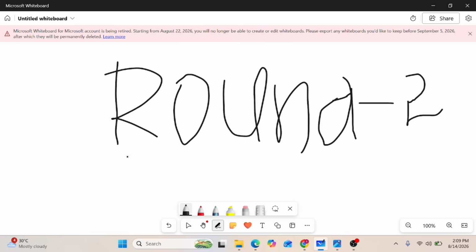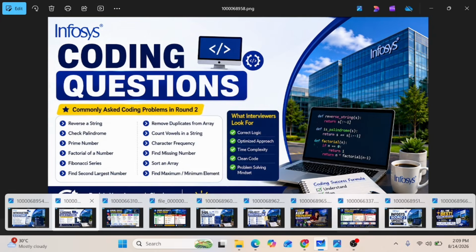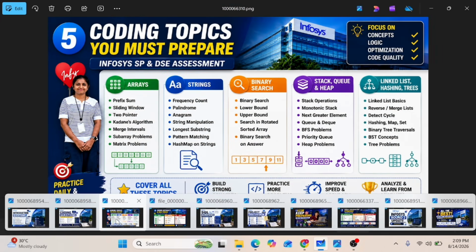Practice at least 5 to 20 important queries. And project: prepare your project in depth. Resume: know every line of your resume. Programming languages: choose the language you are strongest in and revise its fundamentals.